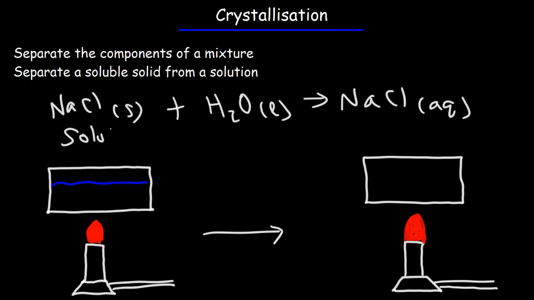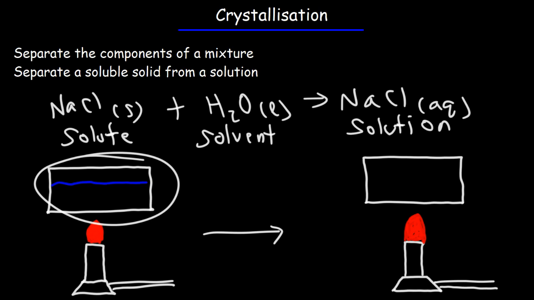Sodium chloride in its solid form is known as the solute. Water is the solvent because it dissolves NaCl. And combined, you get a solution. So the solution is the combination of the solute mixed with the solvent. So in this illustration here, we have a solution containing water and sodium chloride. Now, to separate sodium chloride from water, we can heat the solution.